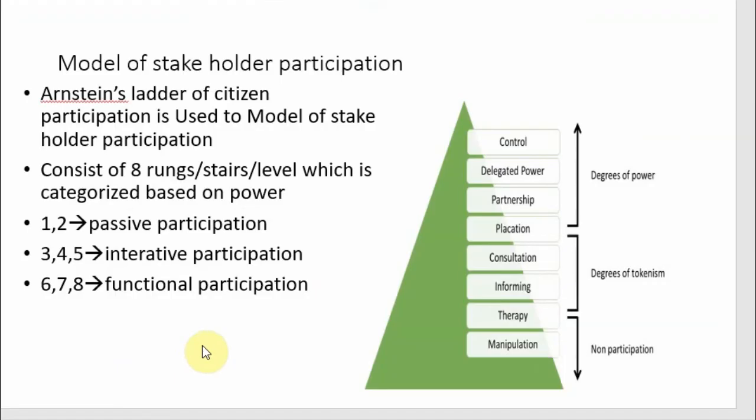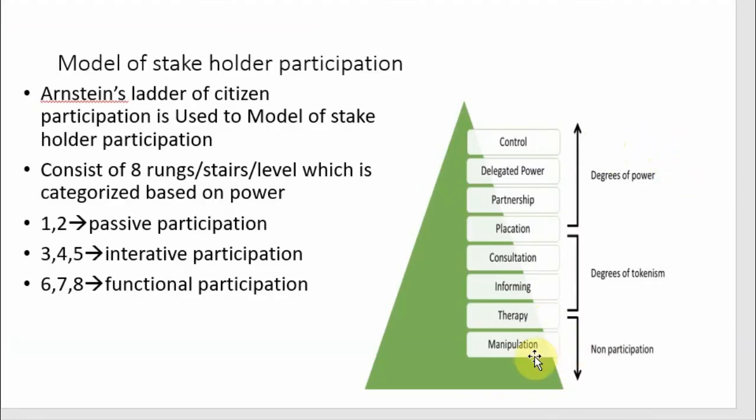Then there is one more thing involved in it, the model of stakeholder participation. See, this is the model of stakeholder participation, and this model is called Arnstein's ladder of citizen participation, and it is used to model stakeholder participation. You can see 8 rungs or 8 stairs which define the level of power. The stairs consist of manipulation, therapy, informing, consultation, placation, partnership, delegated power and control. Here you define the power of the stakeholder.